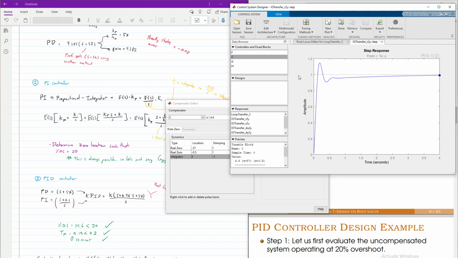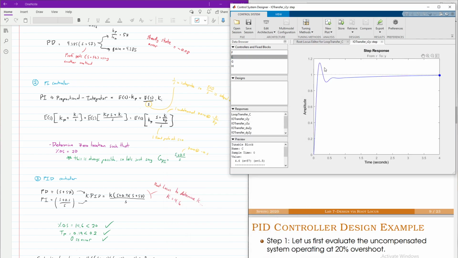So let's look at our response. This is great. Real good response here. We've got an overshoot of 15%. I can see by that amplitude here, right? So our steady state is 1, so we have 15% overshoot. We wanted less than 20. We have a peak time of 0.194. We wanted 0.2, so this is great. It's less than that. And our steady state value, if you continue this on past 4 seconds, right, it approaches 1. So that's great. It has 0 steady state error.